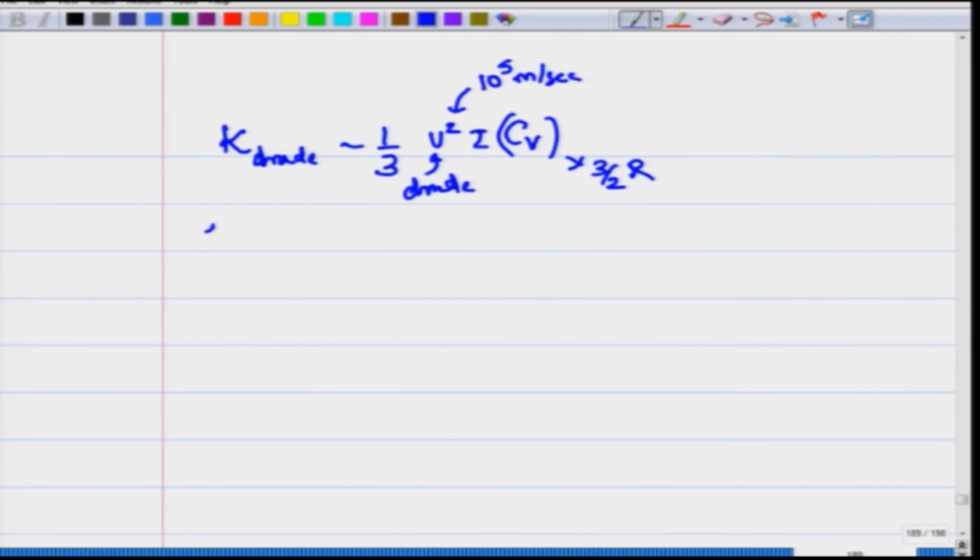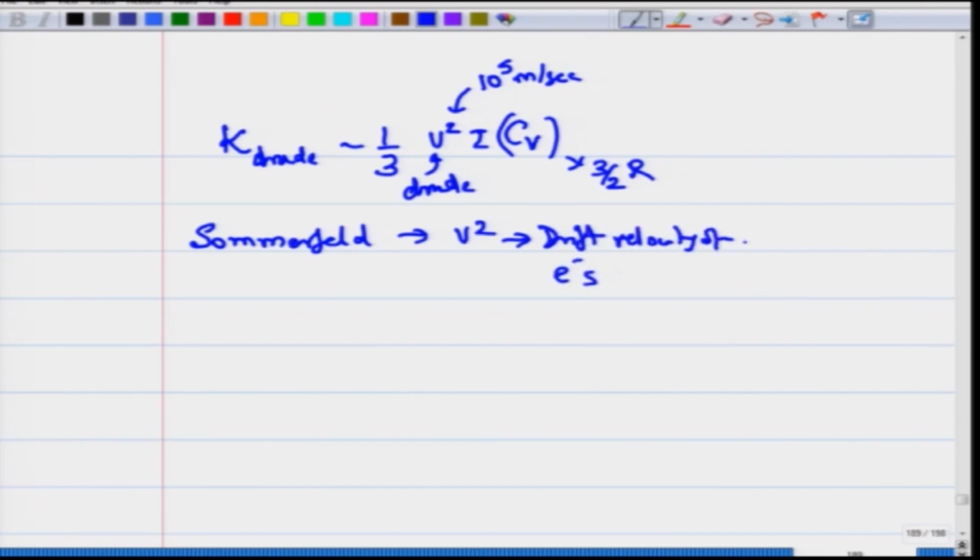Now, when we come to Sommerfeld, the v square was drift velocity of electrons and which was governed by the Pauli's exclusion principle.